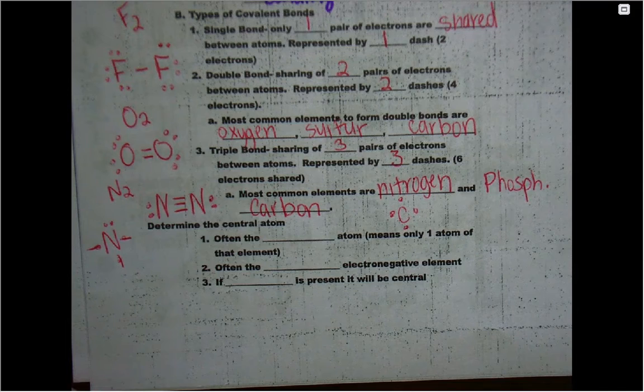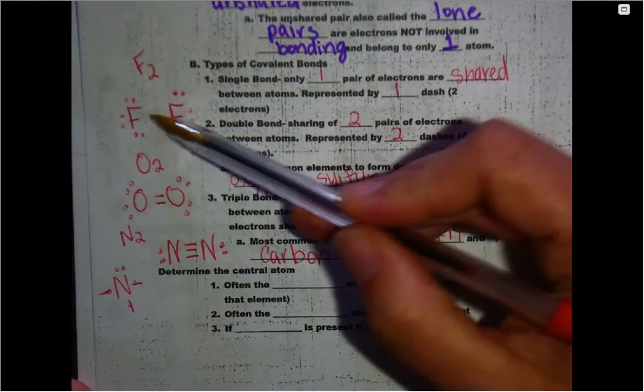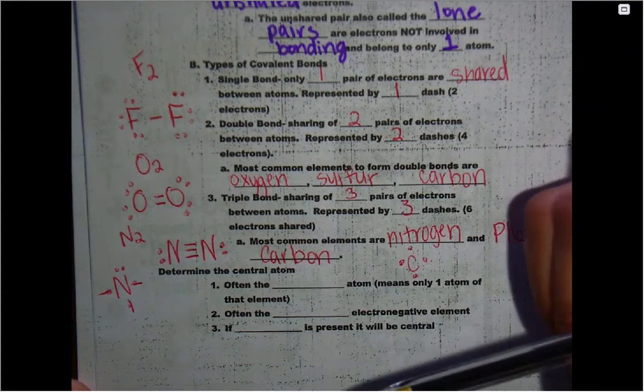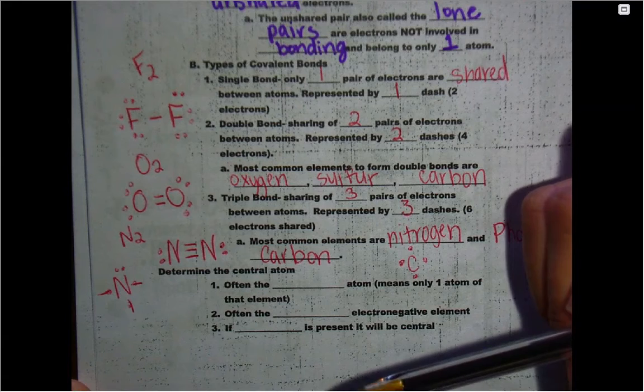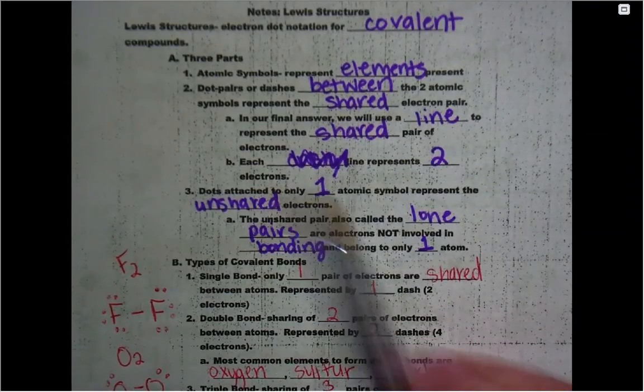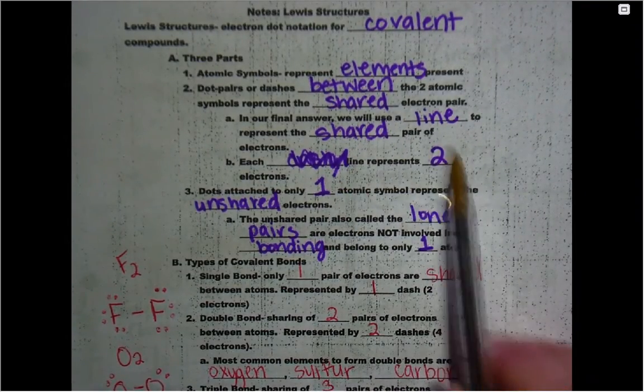Are you guys just waiting for him to answer? Which one? How many electrons are represented on this line right here? 1. 2. Are you guessing? Yeah. Okay, thank you for your honesty. So each line represents 2 electrons.